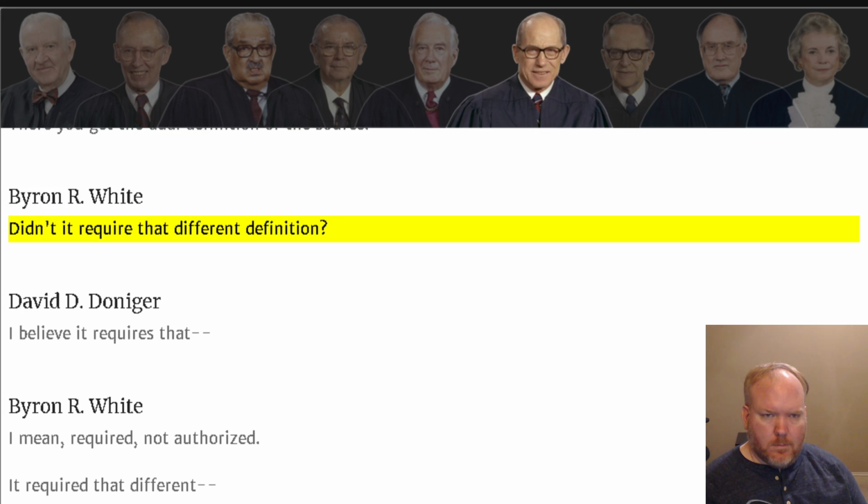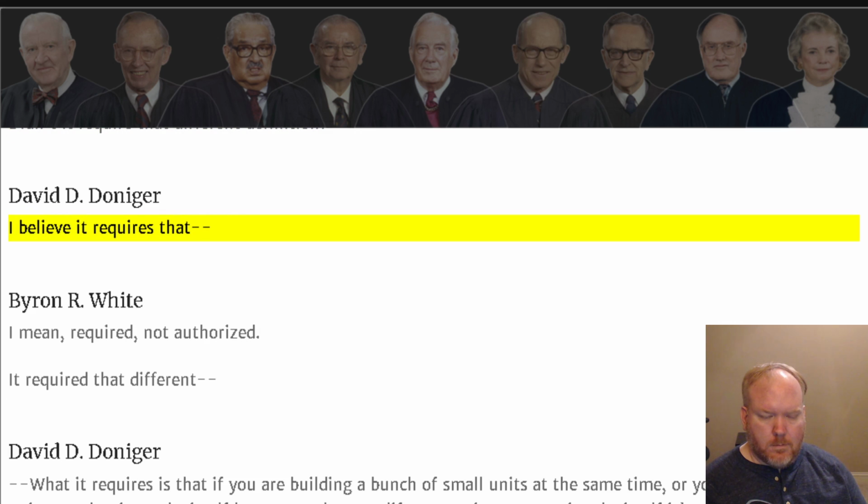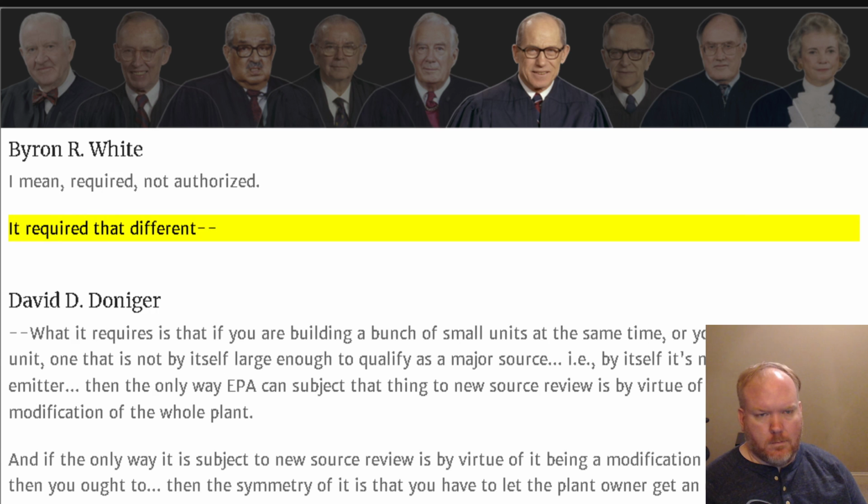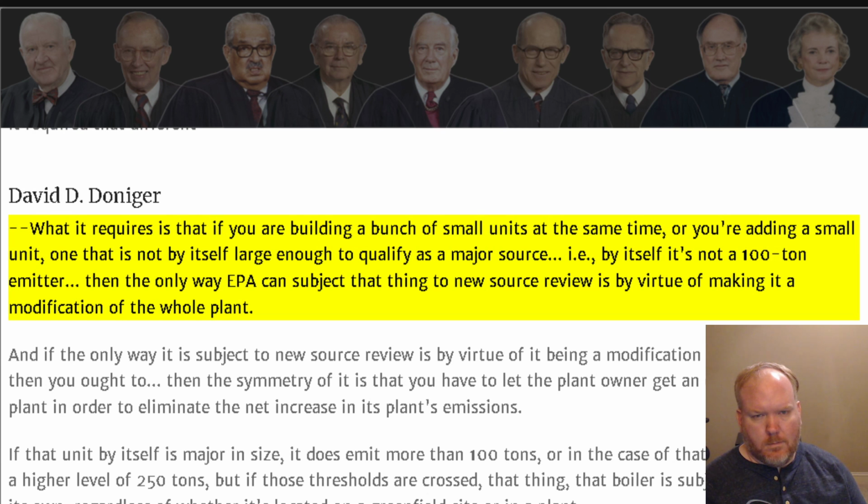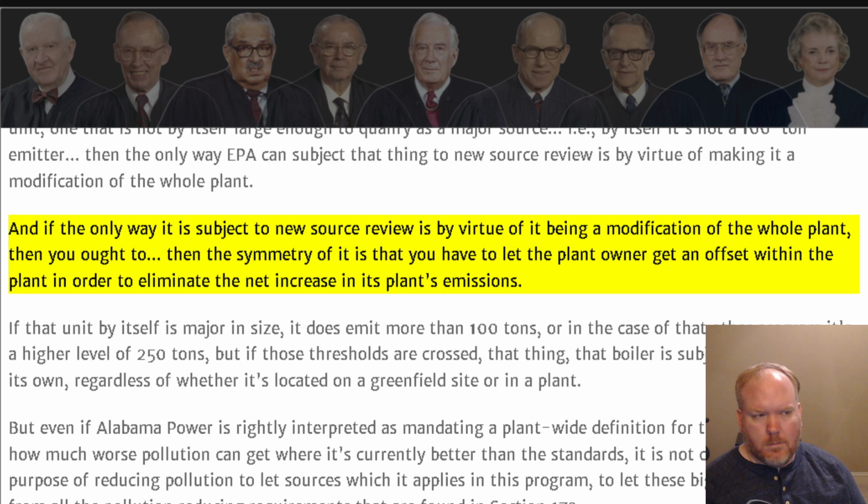Didn't it require different definitions? I believe it requires, I mean required, not authorized, just requires different definitions. What it requires is that if you are building a bunch of small units at the same time, or adding a small unit, one that is not by itself large enough to qualify as a major source, i.e. it's not a 100-ton emitter, then the only way EPA can subject that thing to new source review is by making it a modification of the whole plant. And if that is the only way it is subject to new source review, then the symmetry of it is that you have to let the plant owner get an offset within the plant in order to eliminate the net increase in the plant's emissions.